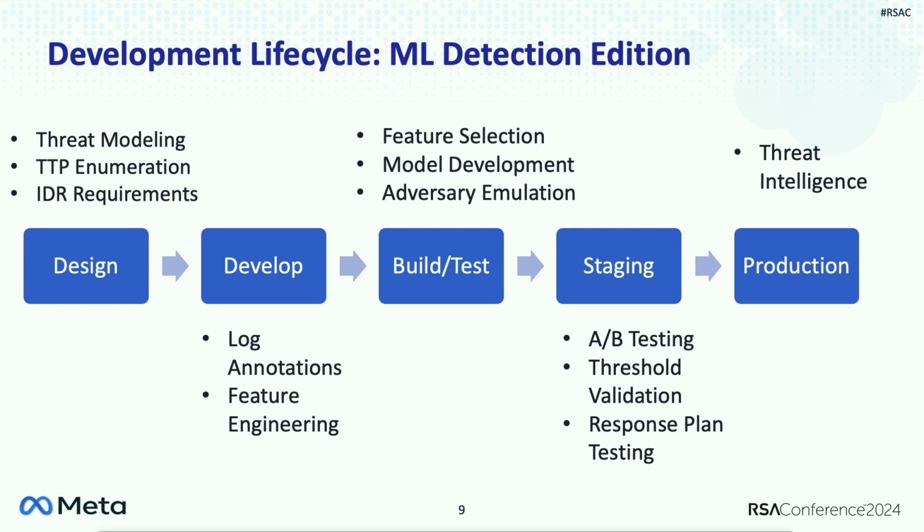And then finally, you get into your staging environment and/or a small-scale user test, where you go through A/B testing and you ensure that your model outputs are as expected and you're validating your response plan. And then if you have any sort of threshold in what should be escalated to your incident response team, you'll validate that here as well.